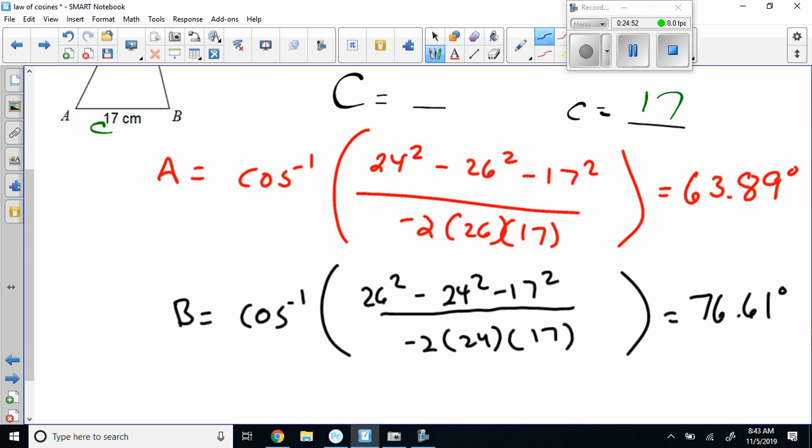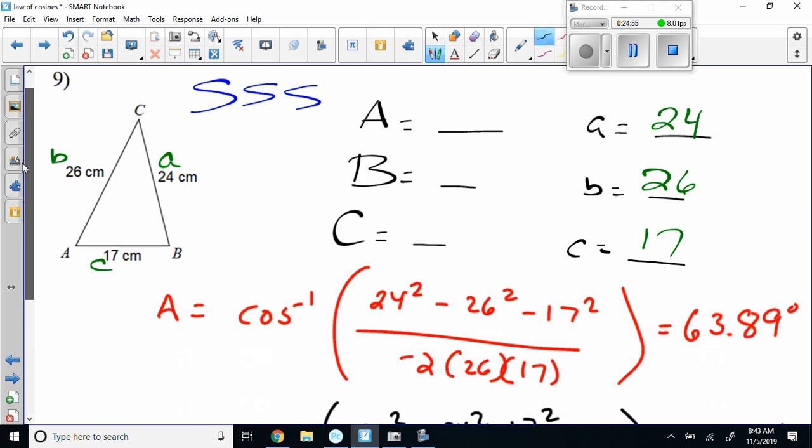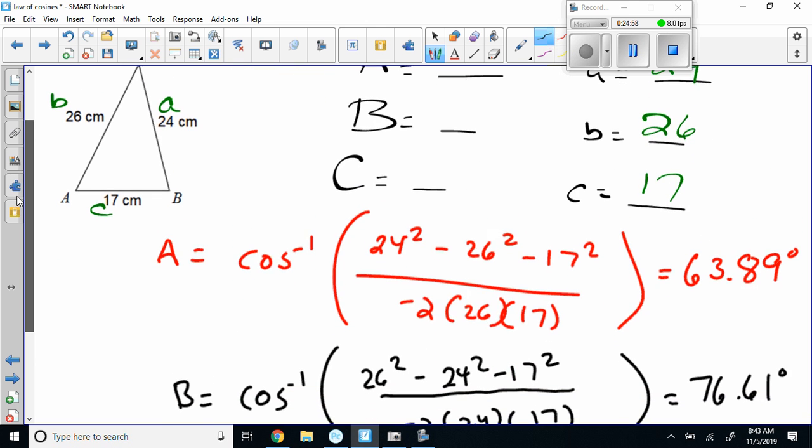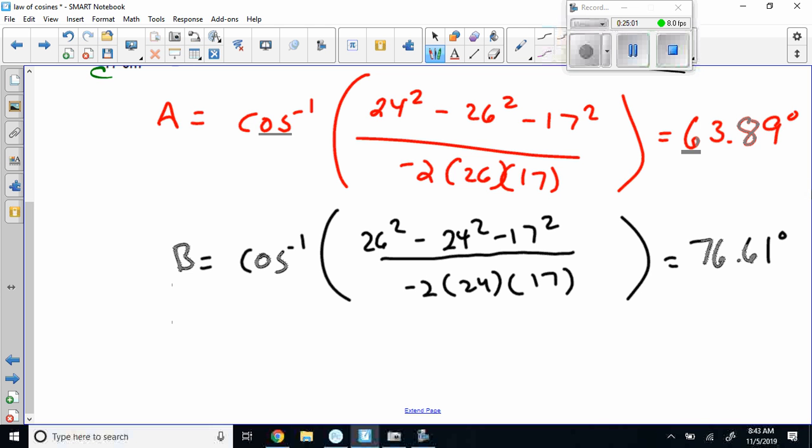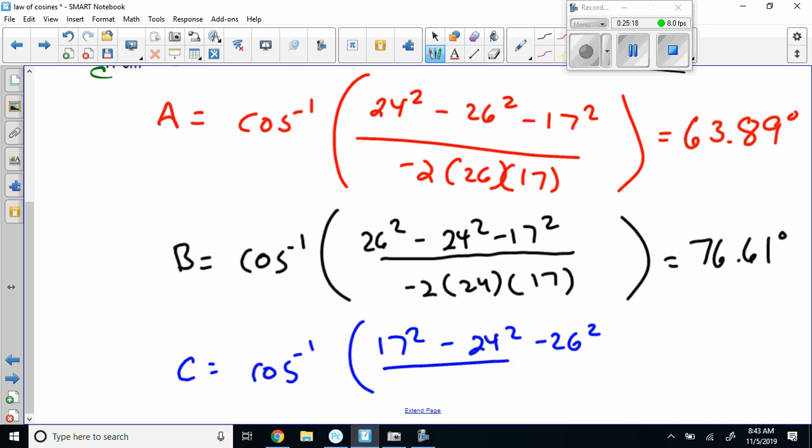Okay, so I'm going with 76.61. Let's see if that even makes sense. Hey, it does, because 24 is A and it's... Yeah, that's good. Now, what do I know about angle C? It better be smaller than those two, right? Yes. So that's 17 squared minus 24 squared minus 26 squared, all over -2 times 24 times 26, right? Ladies and gentlemen, what does that give? It was like 49 and the third one was a 9. Yep, so you agree.